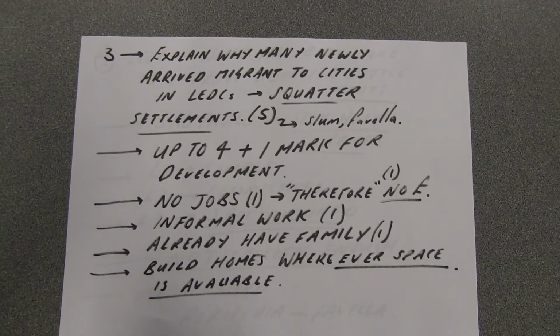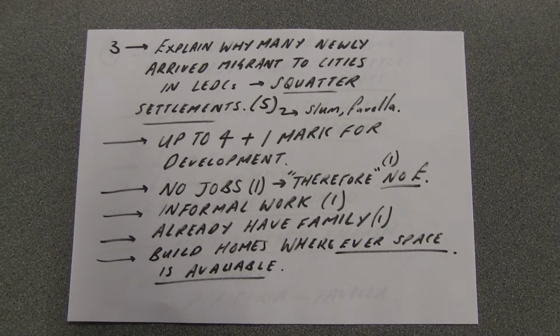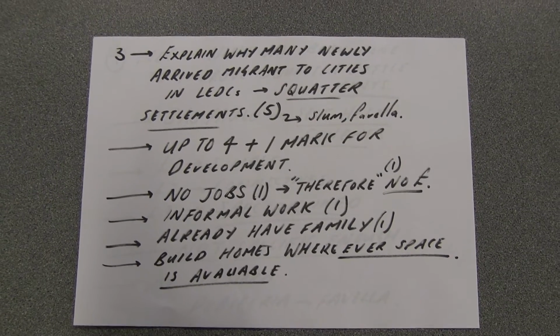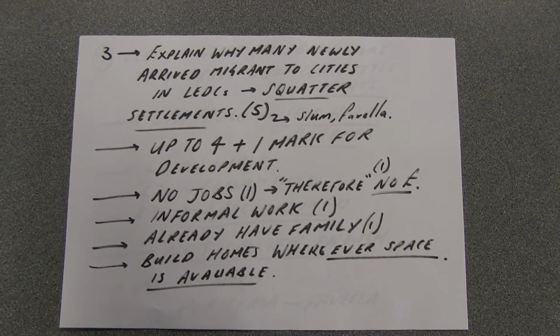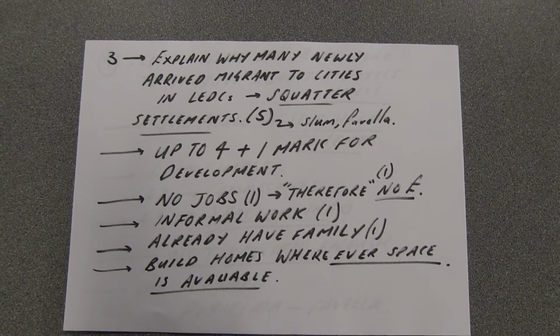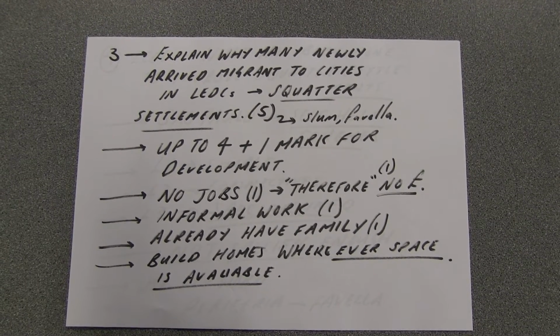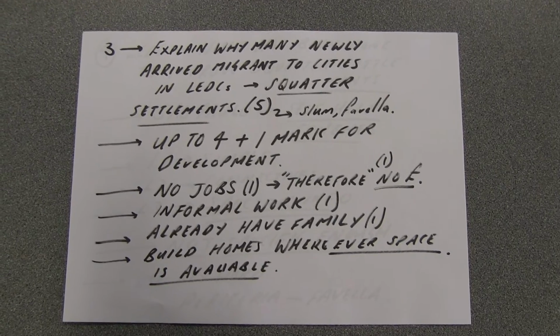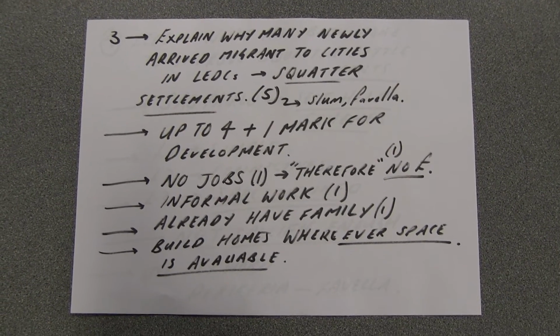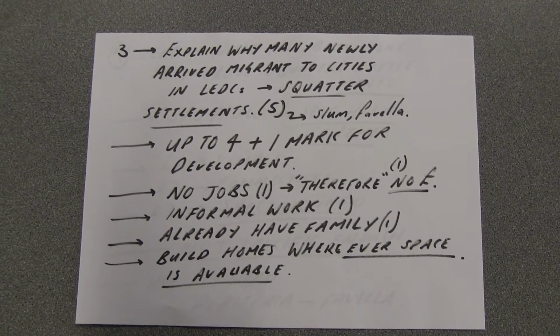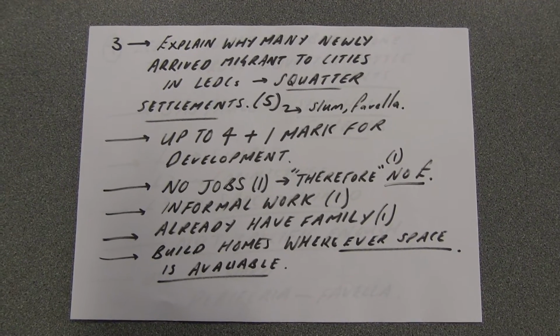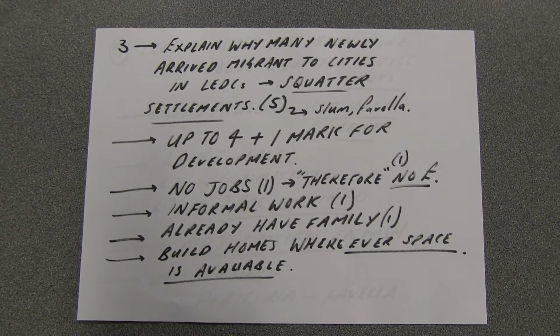The next one was another 5-mark question. Now the same principle applies: up to 4 marks for single points and then 1 mark for your development. So the question was, explain why many newly arrived migrants into LEDC cities end up living in squatter settlements. Remember, squatter settlements are your slums, your favelas and all those other things that we've talked about within our case studies.